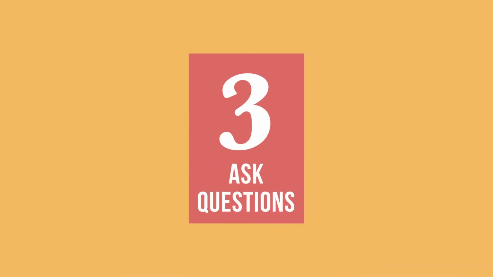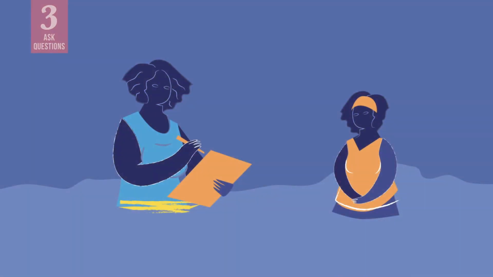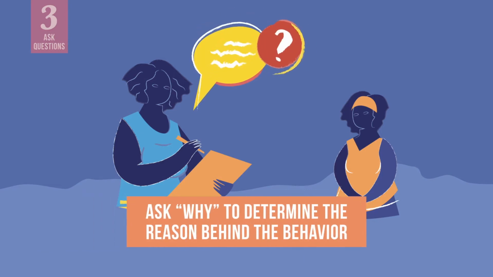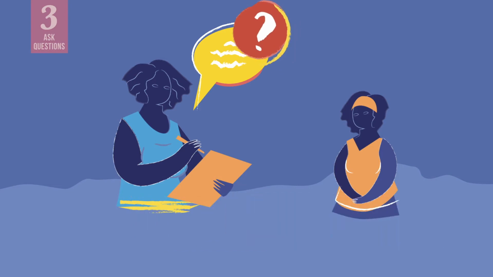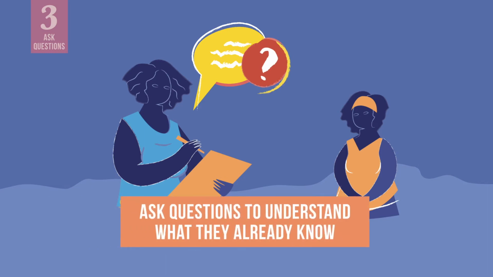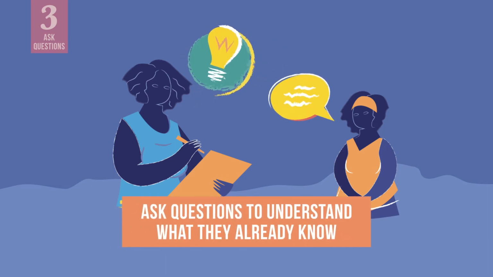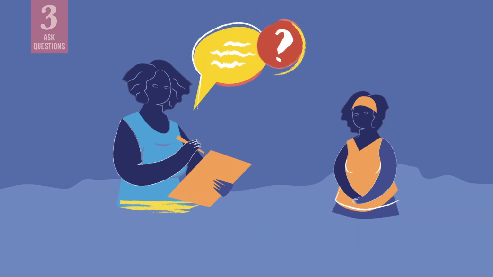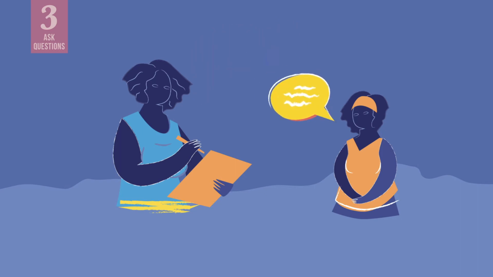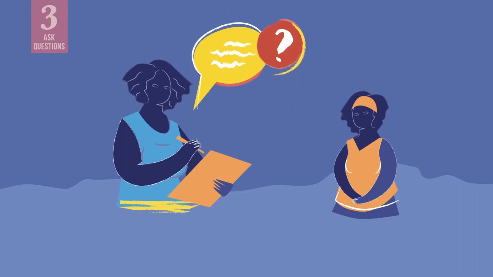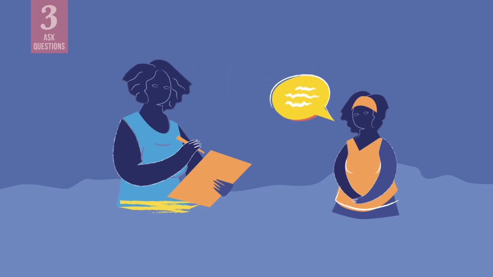Then, ask questions. When giving corrective feedback, ask why to understand the reason behind the behavior. Is it a lack of skills? Or are there challenges that prevent her from doing something correctly? Ask questions to better understand what the person already knows. For example, what are key messages you give each mother after vaccination? When feedback is a conversation instead of a lecture, the person will be more open to change.